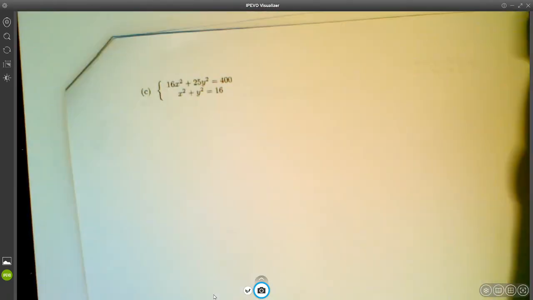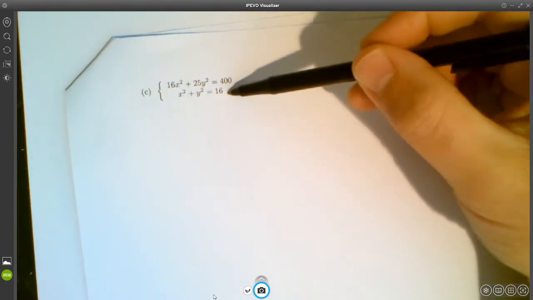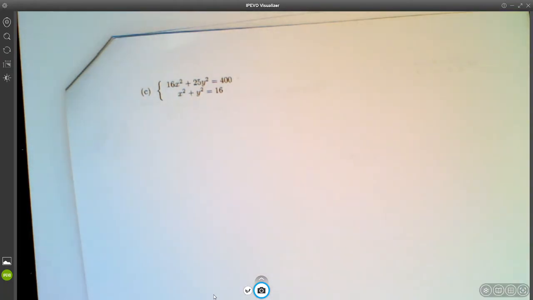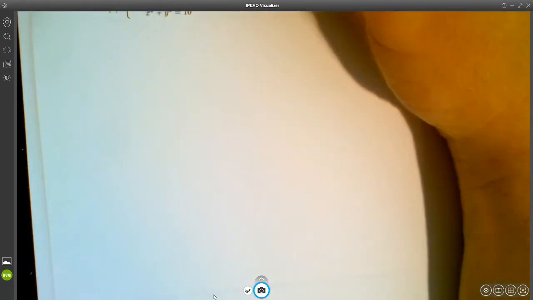Ooh, this is interesting. Looks like we've got an ellipse and a circle. So you could have 4 solutions, or maybe just 2, or maybe just 1. I don't think you could have 3 solutions. Yeah, you could. You could have 3 solutions. You could also have no solutions. So you could have anywhere between 0 and 4 solutions to this system.